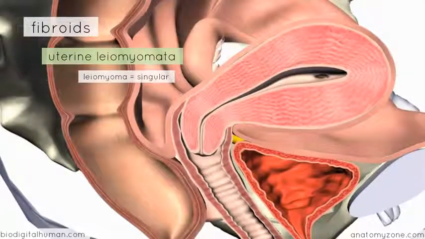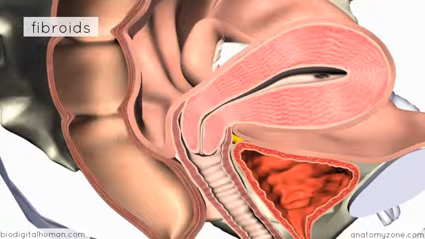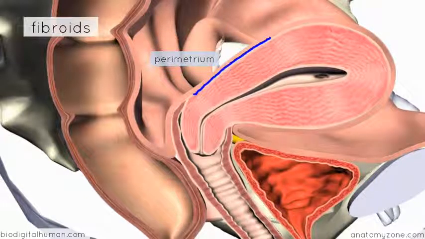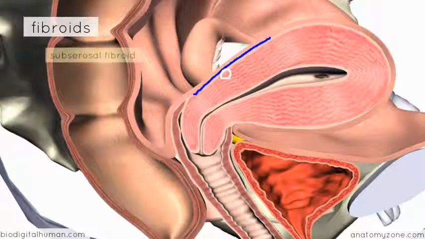So there are 3 subtypes of fibroid depending on the location within the myometrium. So remember, the outer layer of the uterus is called the perimetrium. So this is the outer serosa layer of the uterus. So a fibroid located just below the serous layer is called a subserosal fibroid.